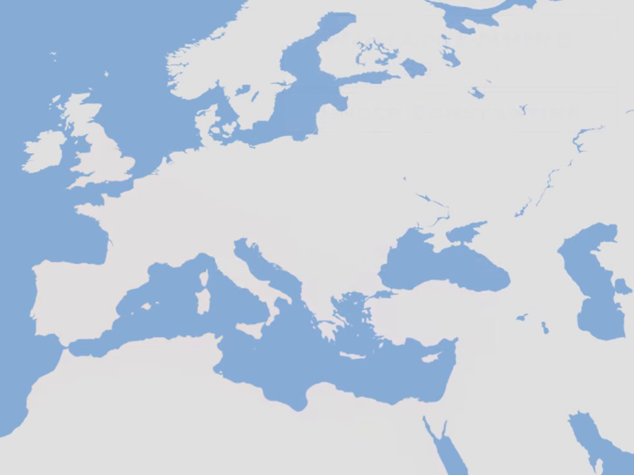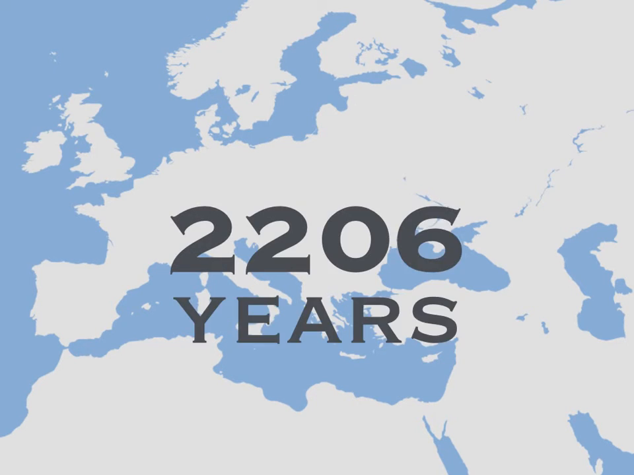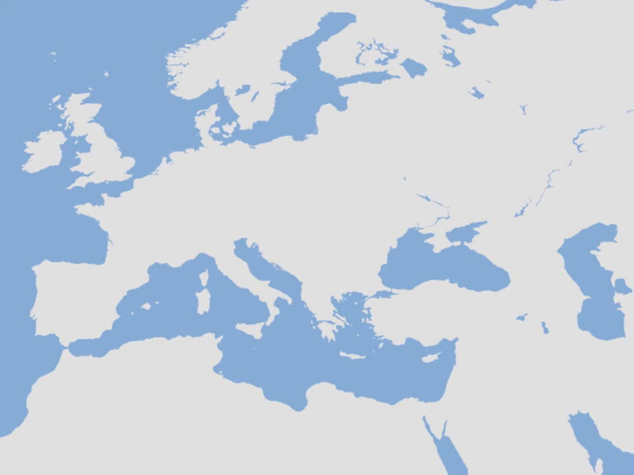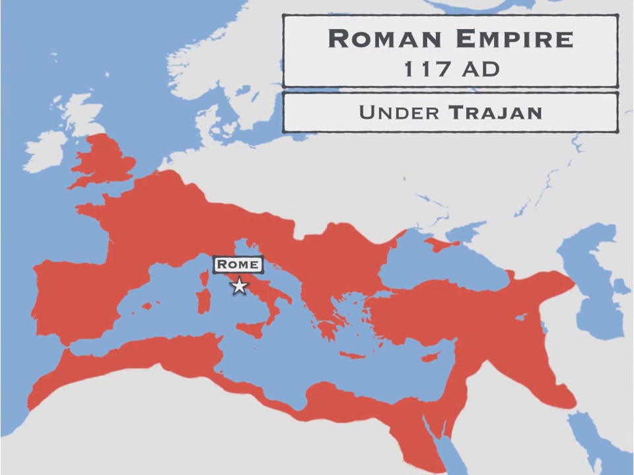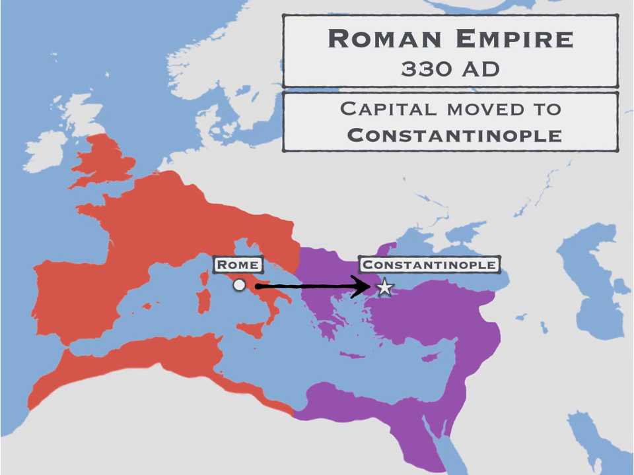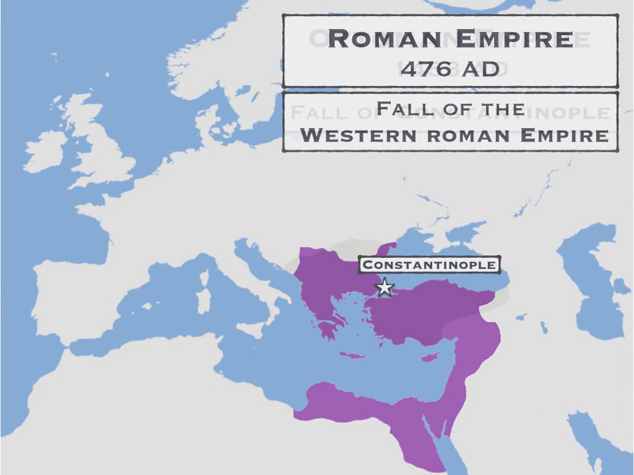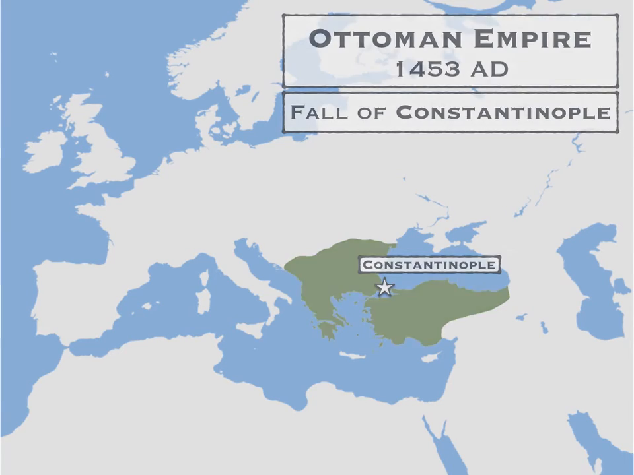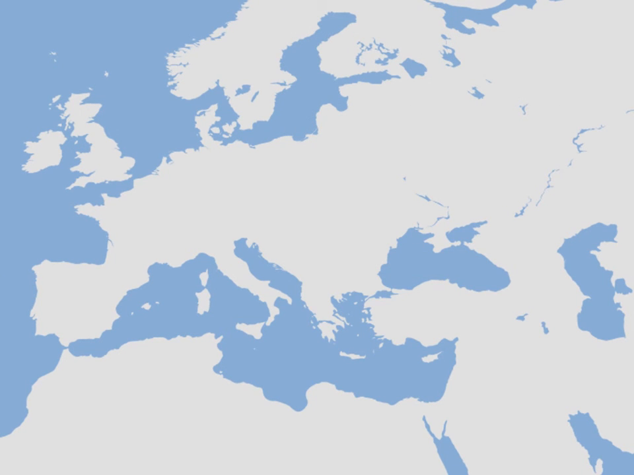When looking at the history of the Roman Empire, it's easy to overlook the fact that by the time the Eastern Empire fell, it had been in existence for 2,206 years. There isn't a single date we can point to and say, here is when Rome stopped existing. There were many milestones in its evolution and decline. The first non-Roman emperor, the move of the capital to Constantinople, the fall of the West, the fall of Constantinople. But none of them mark a particularly definitive end to the Roman Empire.